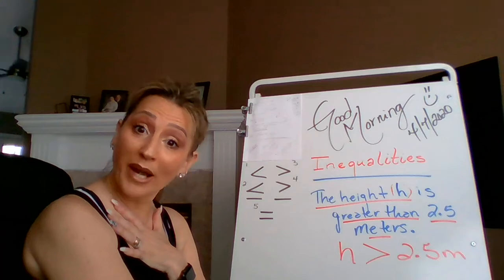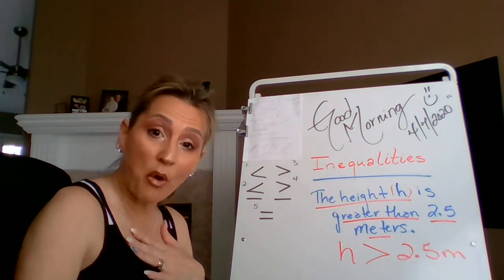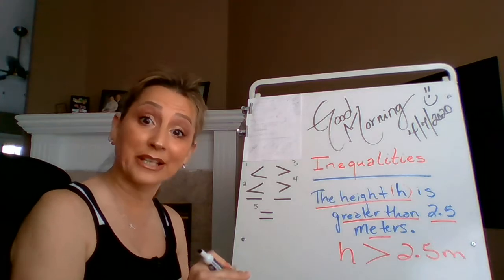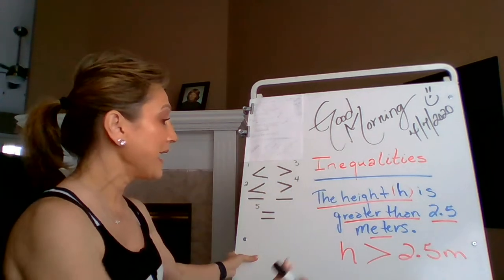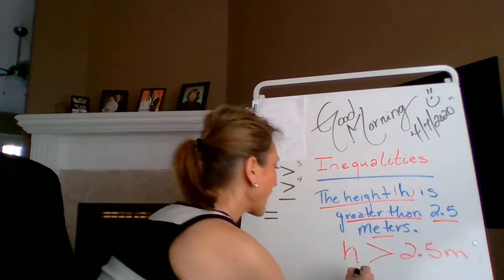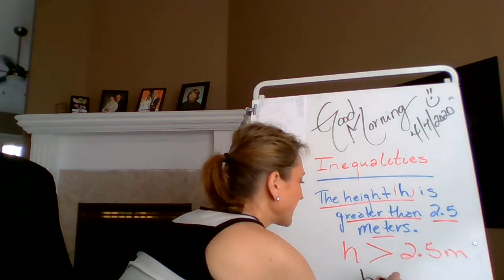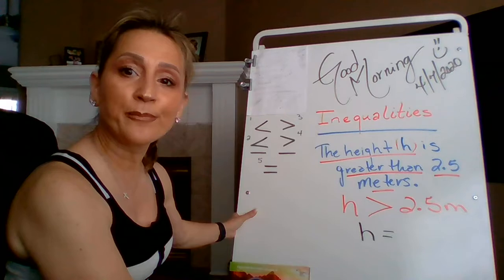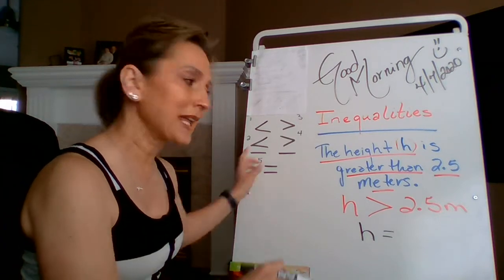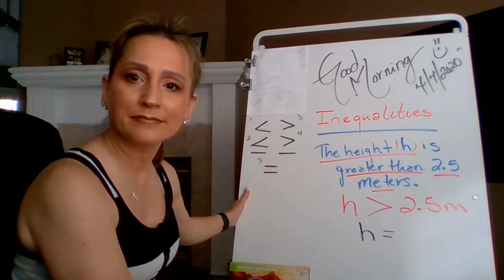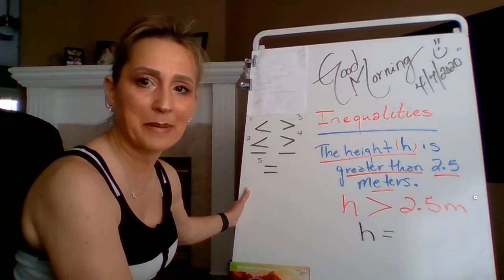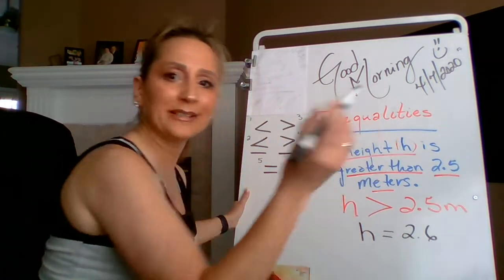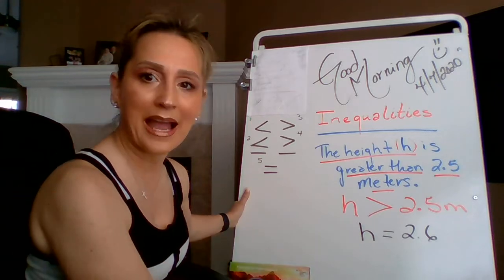Now, if they wanted me to solve this, I could go on and do that. And this is where you have possibilities for numerous solutions. If I ask you what H is, I can then say H is equal to, and I'll tilt that down a bit, H is equal to anything that is bigger than 2.5. Anything that's larger than 2.5 would be my answer. I could say H is 2.6. I can say H is 5.